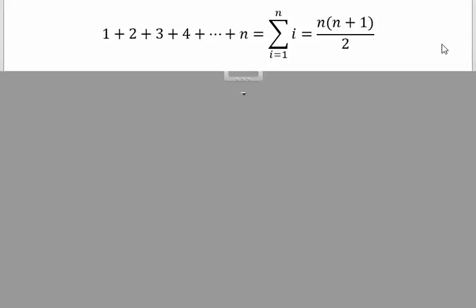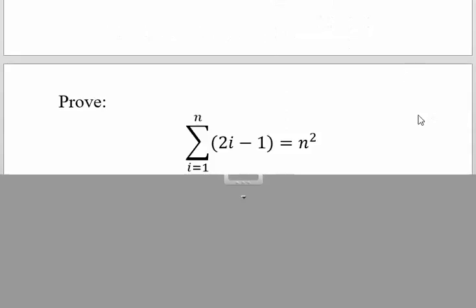We're trying to prove statements to be true for all natural numbers. In other words, it doesn't matter if n is 50, 100, or a million, it's going to apply in every case. Here's another statement that we could prove using math induction. So let's look at the principle of mathematical induction, sometimes called PMI.